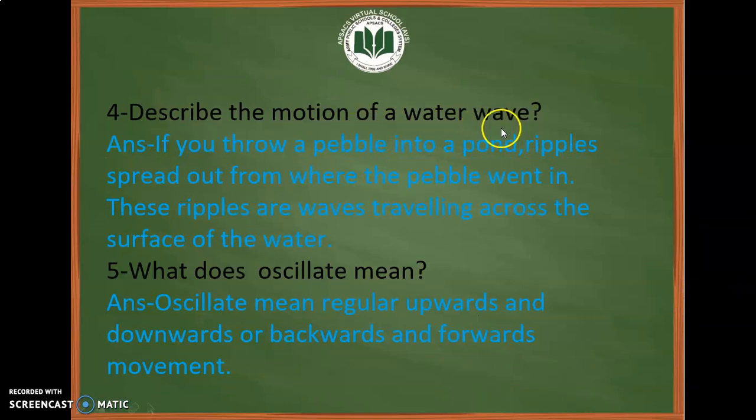Describe the motion of the water wave. If you throw a pebble into a pond, waves spread out from where the pebble went in. These ripples are waves traveling across the surface of the water. What does oscillate mean? Oscillate means regular upwards, downwards or backwards and forwards movement.